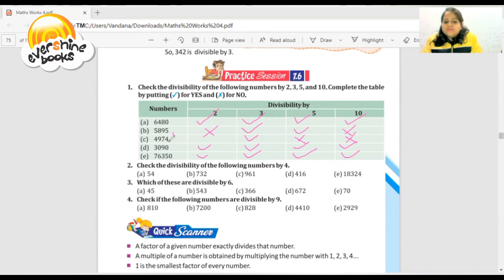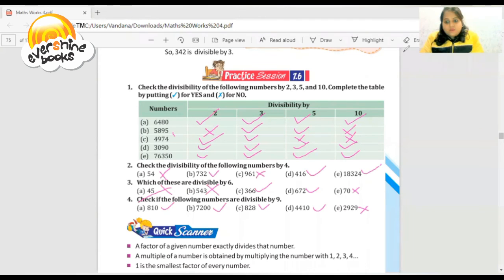Now 4 in one's place, so it is divisible by 2, and by 3 also, by adding all the digits: 4 plus 9, 13, 13 plus 7, 20, 20 plus 4, 24. So it is divisible by 3. So pick the correct option here. Cross that because in one's place the number is not 0 or 5, and in this option you have to cross this also because the digit is 4 in one's place. So students, just do this in your notebook, take out your notebook and write all the divisibility and follow the rules. Okay students, got it?